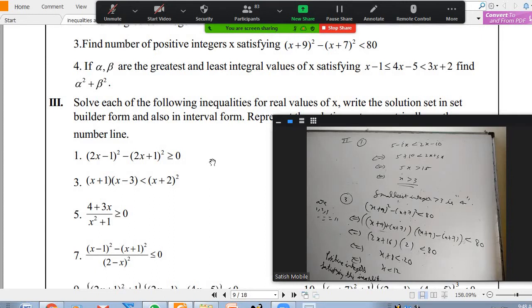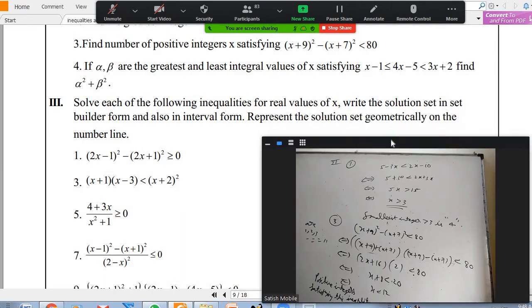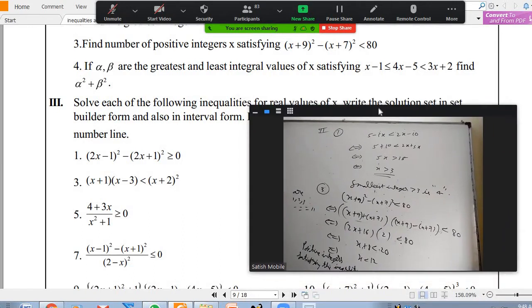Okay, section 3 is also quite similar. What did they ask anyway? Solve each of the following inequalities for real x. Write the solution set in set builder form, interval form, and on the number line. Same logic, but here and there little extensions are there. We'll discuss it.